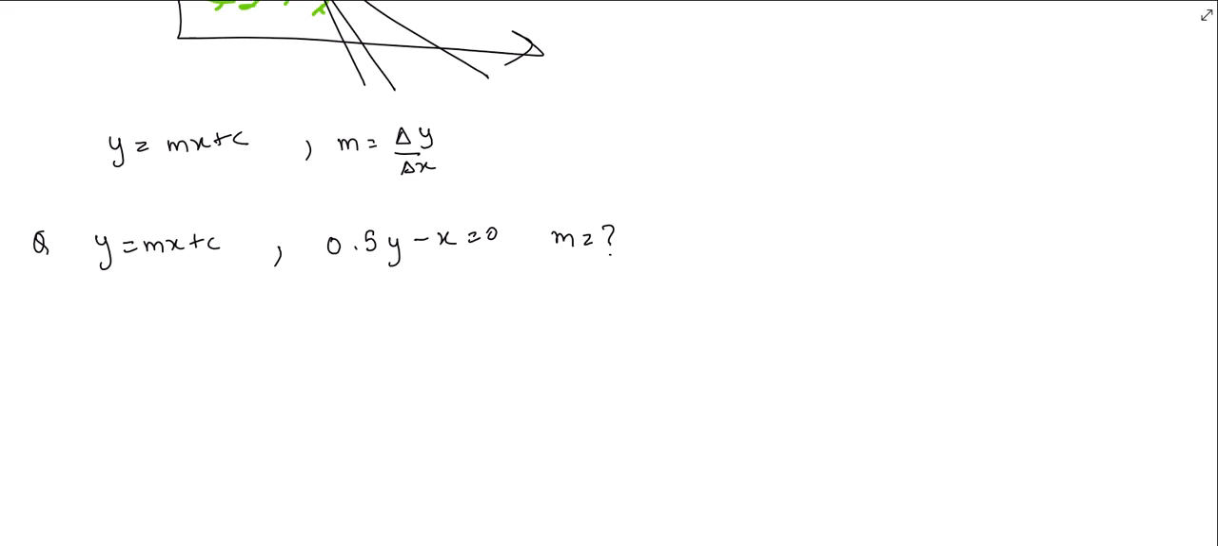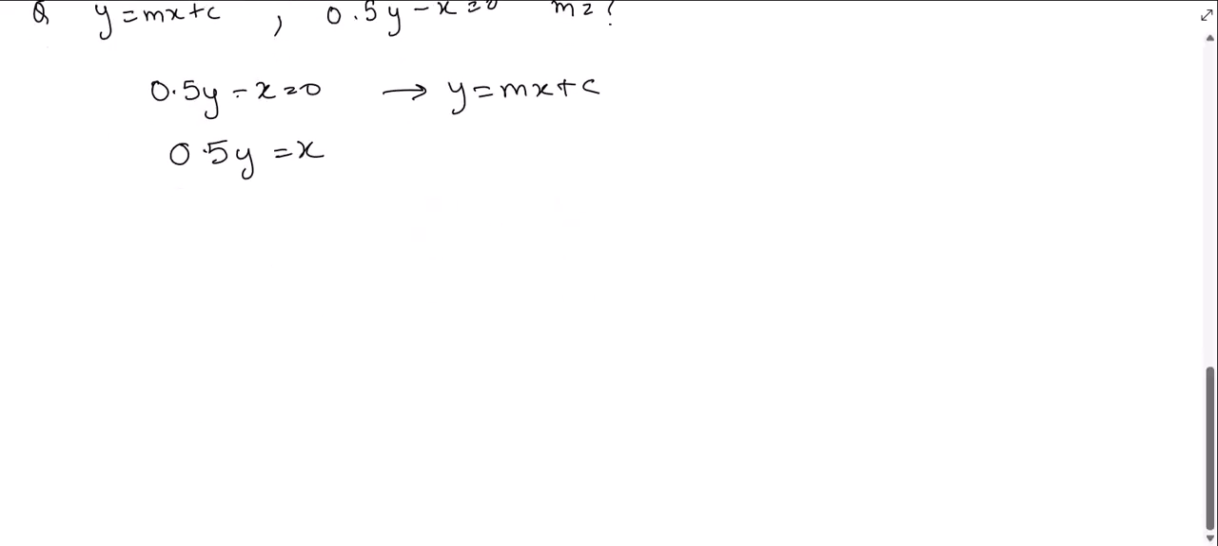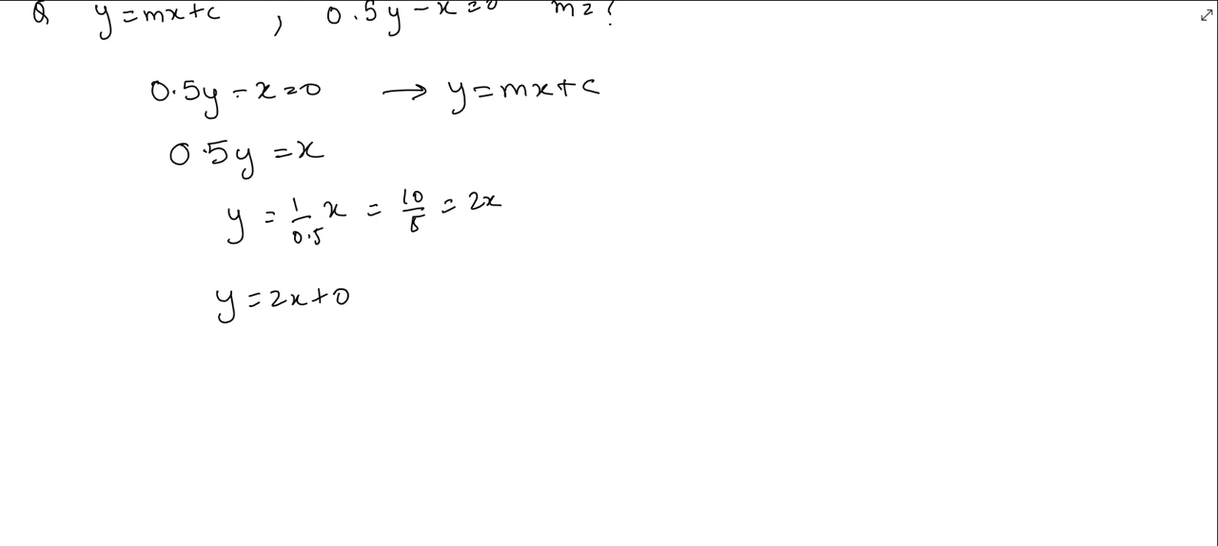So we said the equation of the parallel line is 5y - 10x = 0. We want to convert it into the form y = mx + c. So how can we do that? Let's move the x term to the other side and divide by 5. So it will give us 10 by 5, 2x. So it is of the form 2x + 0. Here, since both the lines are parallel, the slope will also be the same. So m here will be 2.